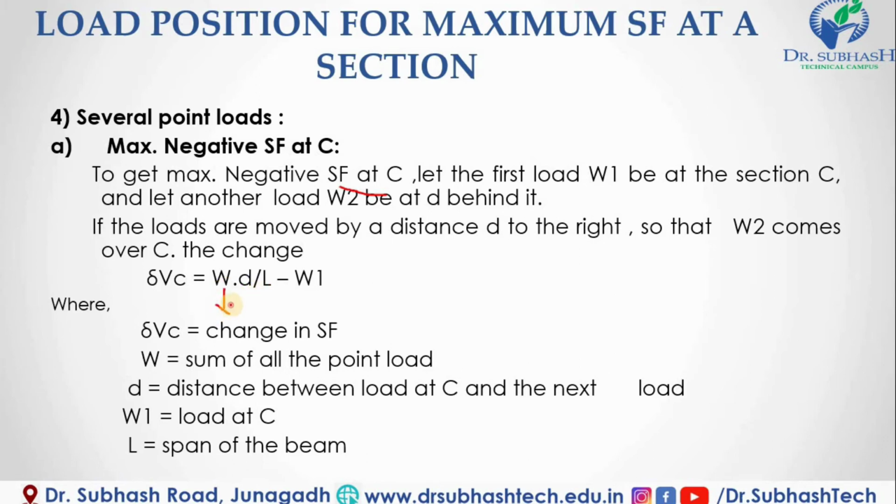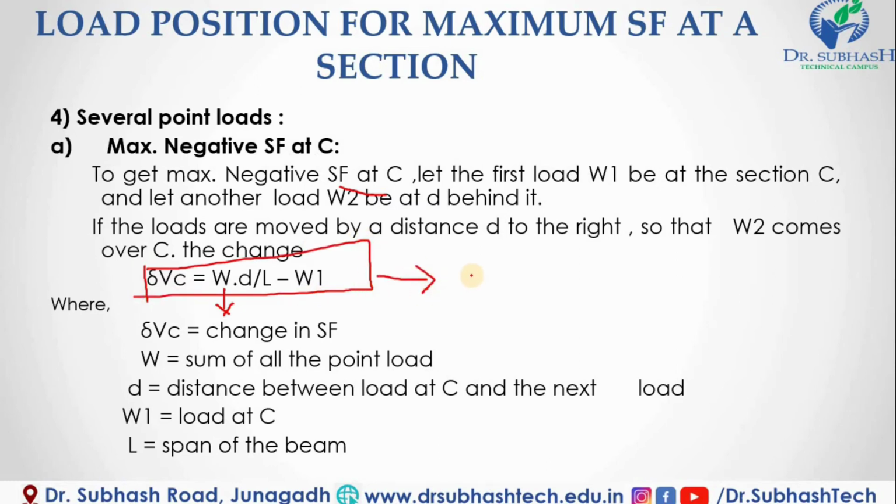W is the intensity of total load, W1, W2, W3. So W into D, load into distance, divided by L minus W1. W1 is the first load that acts on C, and L is the total span. This equation gives the change in shear force at C. So please note it down.